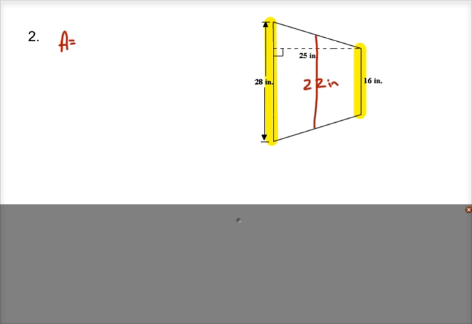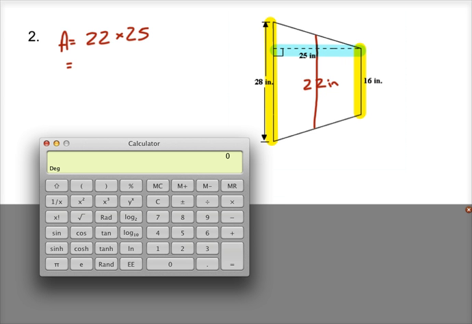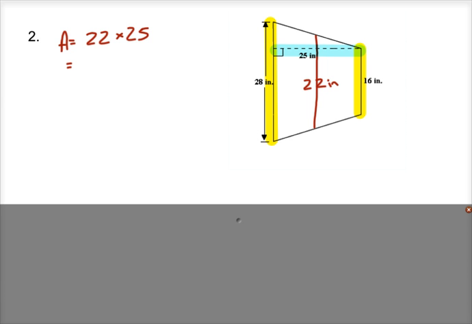So now I'm taking my average base, 22, times the height, and in this case the height is right here, is 25. And now I need to take 22 times 25, so I can go back to my calculator again and just type in 22 times 25 and get that it's 550. And the units will be inches squared.